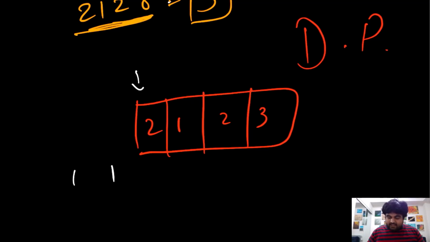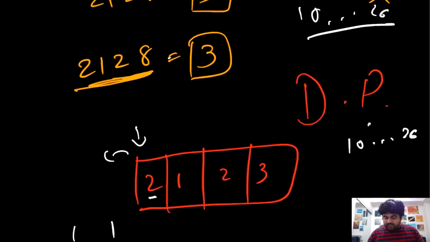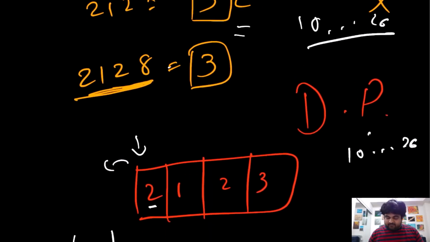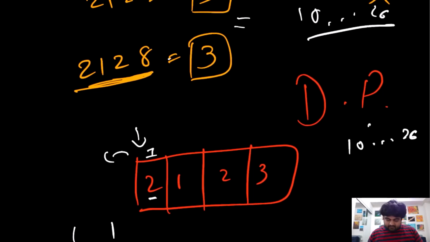Now we check at any given location whether this value, together with its previous value, falls between 10 to 26. In this case, this 2 does not fall between 10 to 26. If it does not fall between 10 to 26, we just need to take whatever we had from the previous element. The previous element over here was 1, so we'll just take 1. Okay, now we have this 1.